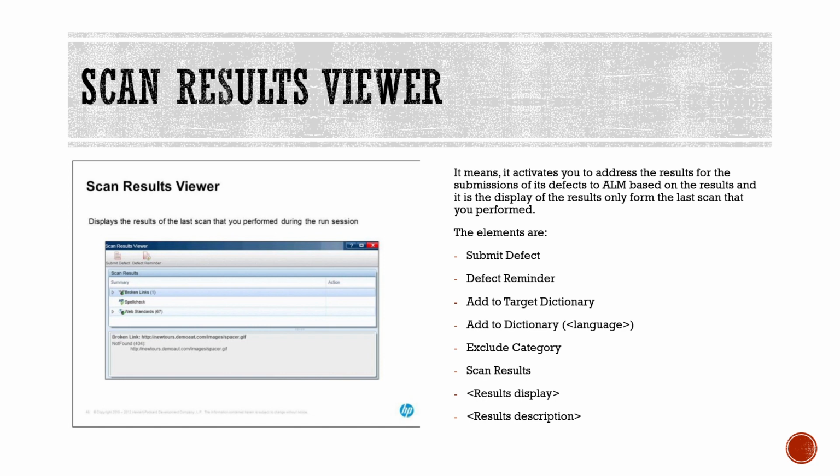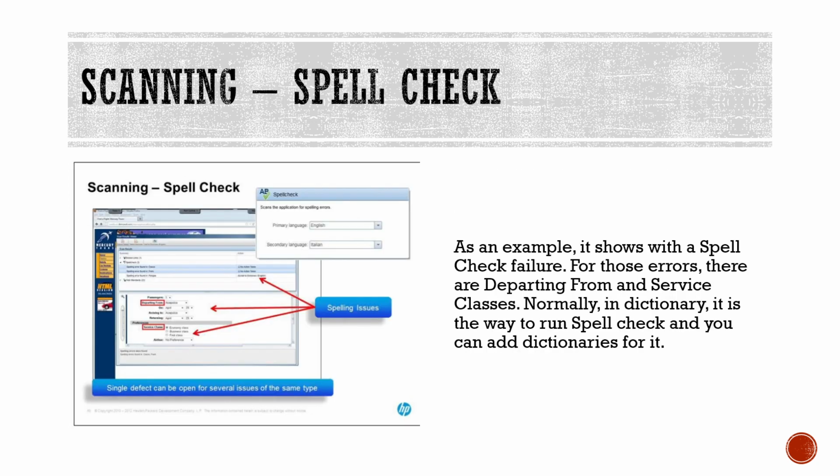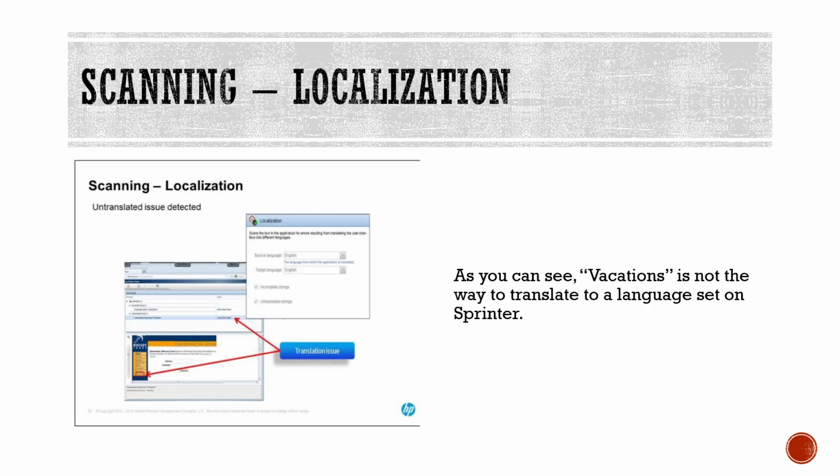The elements are Submit Defect, Defect Reminder, Add to Target Dictionary, Add to Dictionary Language, Exclude Category, Scan Results, Results Display, and Results Description. Scanning spell check. As an example, it shows a spell check failure. Normally, the dictionary is the way to run spell check, and you can add dictionaries for it.